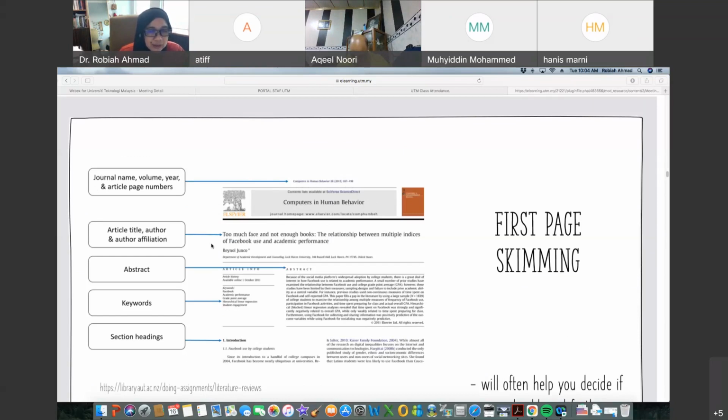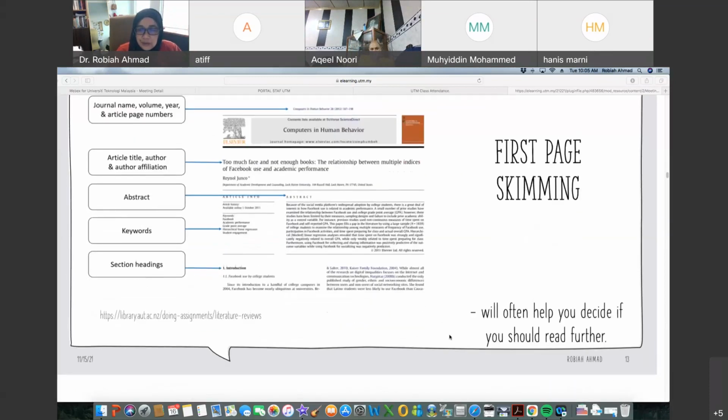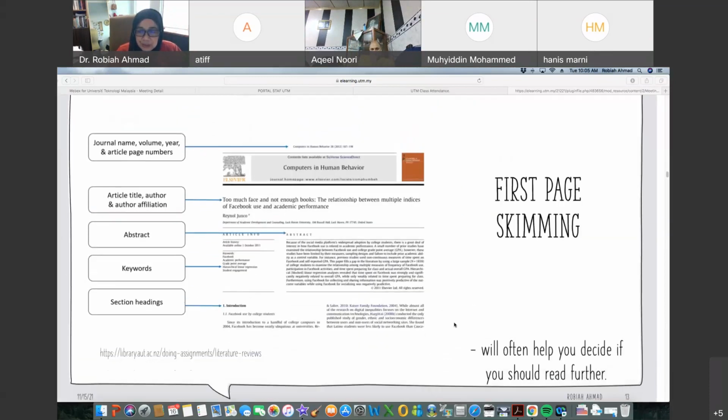So this is the title, and usually this is the affiliation. Somewhere they will show you the email address, the contact address of the author, that you can contact later if you need some advice or information from the author. The abstract is the most important one, and then the keywords, and then the headings referring to what I mentioned earlier. Skimming the first page will often help you decide if you should read further or if it is not an appropriate paper for your research.